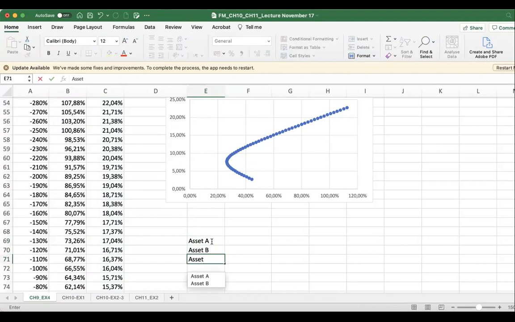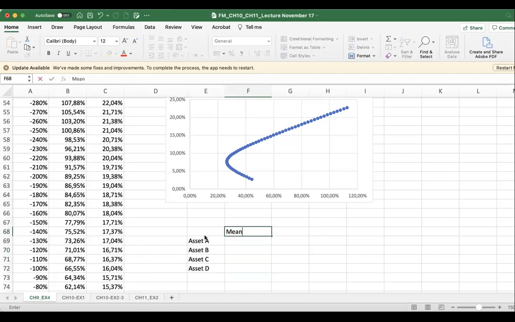شو؟ شلون؟ اي موجود عندكم؟ مكتوب عند شير سكرين. Asset D, okay.